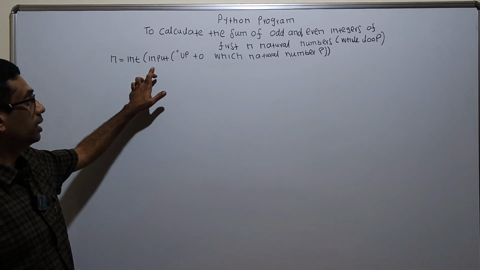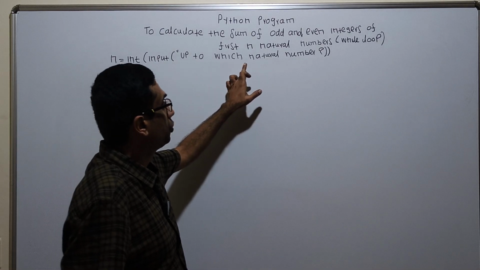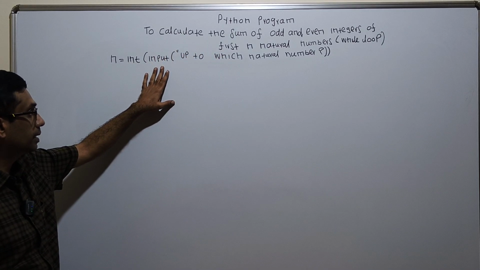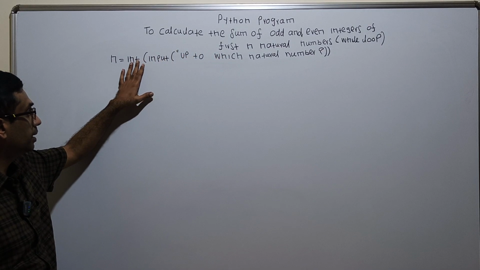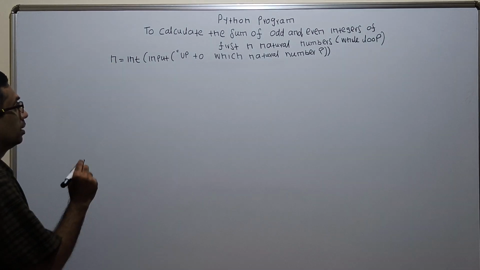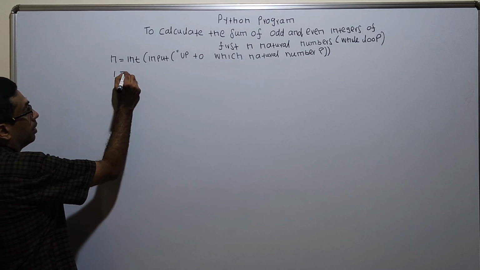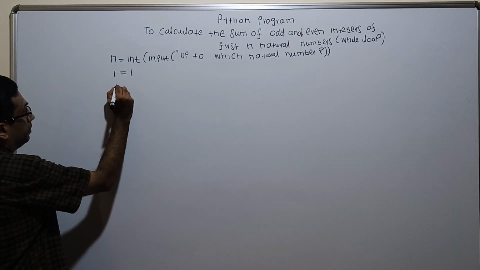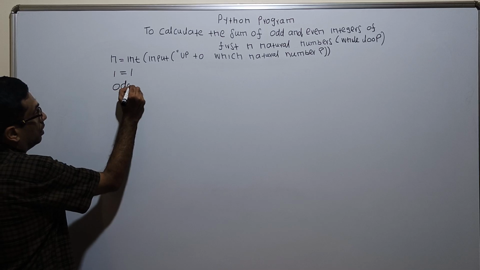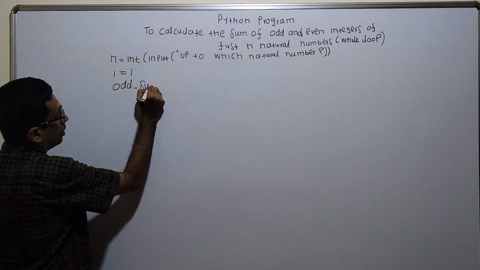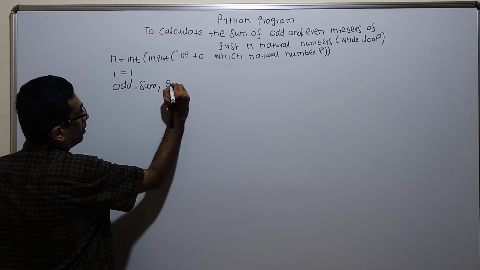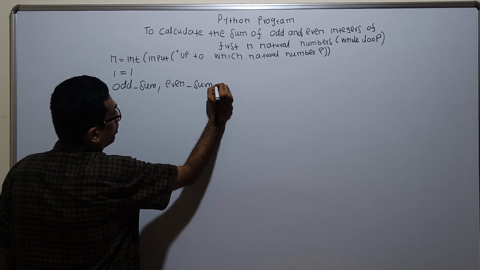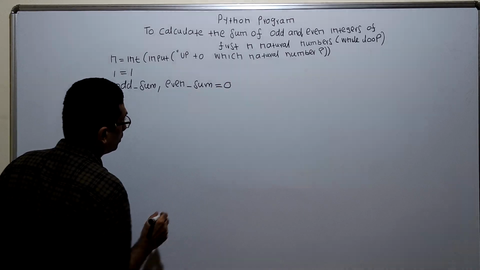The input function will display the string "up to which natural number" in the user's console. When the user enters a value, input receives it as a string, and the int function converts it to an integer and stores it in the variable n. Now I am initializing a variable i equal to 1 and odd_sum, even_sum equal to 0.